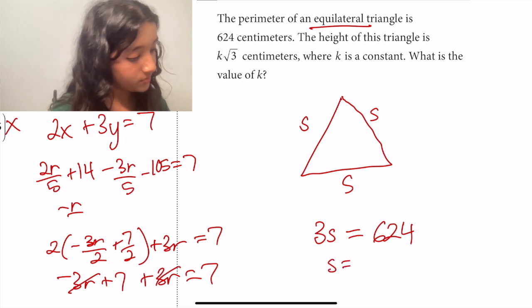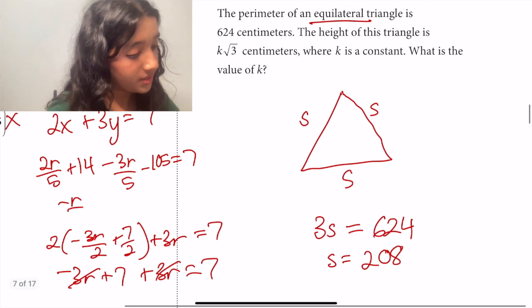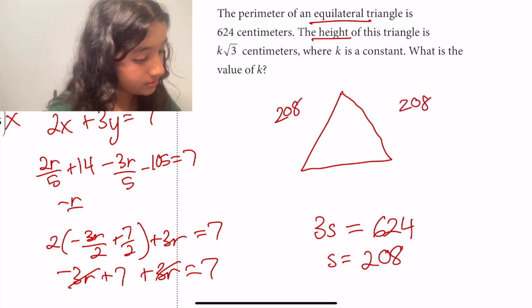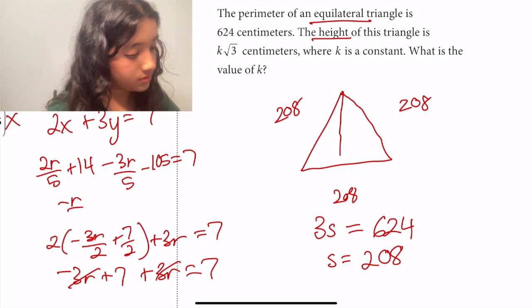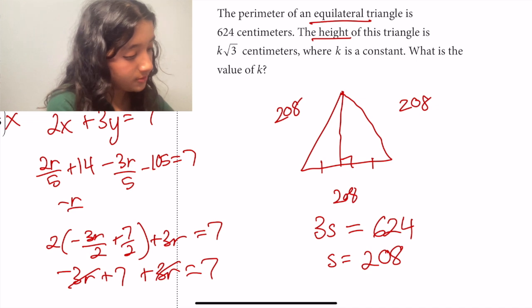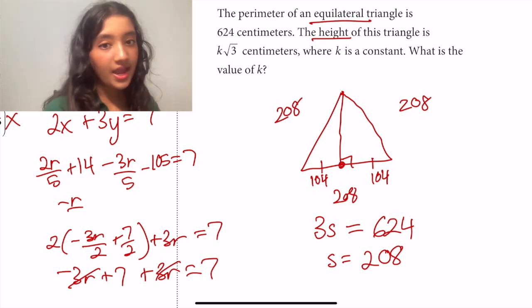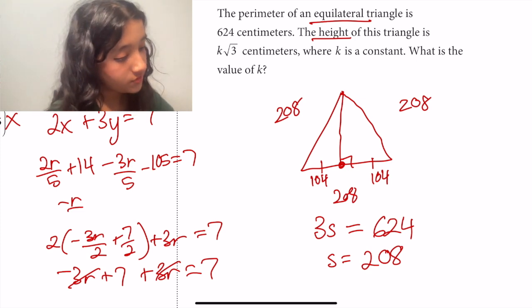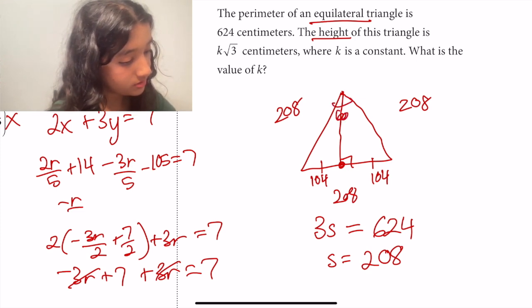So if we divide by 3 on both sides, we get that s is equal to 208. So we want the height, so we can replace all these s's with 208. And then let's draw a line that's perpendicular to the base, and that's going to split our base into two. So we have 104 on either side because this is the midpoint. And it's important to note that because we have an equilateral triangle, each of these original angles is 60 degrees.